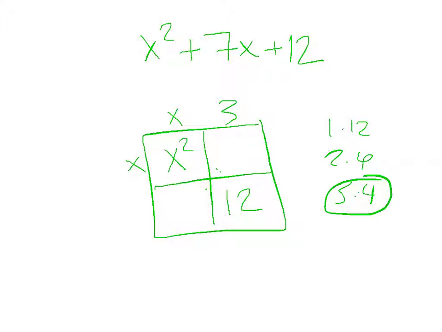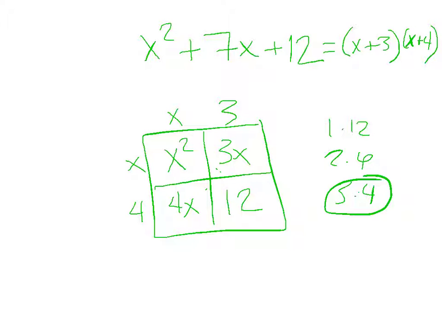So if I put 3 in one of them and 4 in the other, and then fill it in, 4x and 3x, then I want to double check: 3x and 4x give me 7x, but you should also check that 3 and 4 still give you 12, and so it all works out. So my double bubble is going to be x plus 3 and x plus 4.